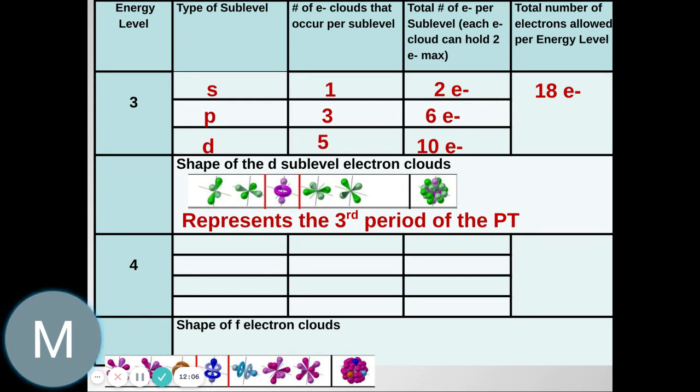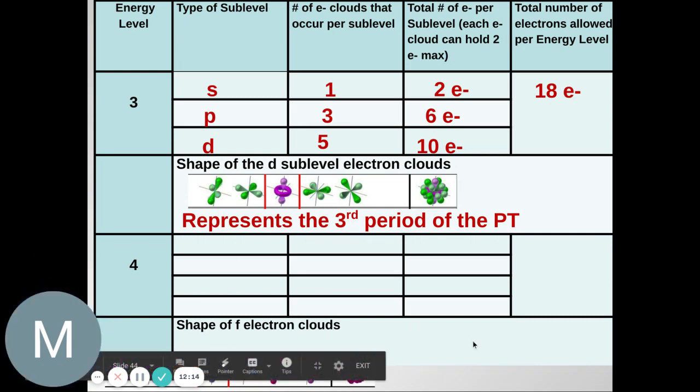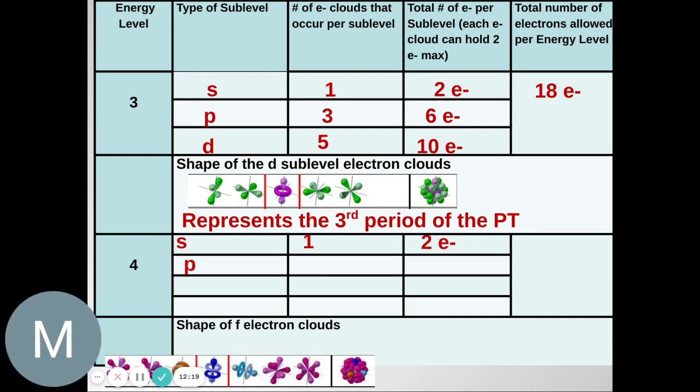4th energy level. Okay, we've increased energy levels. What are we seeing as a trend? We get to add one more letter here, one more sublevel. So we still see S's that hold 1, 2 electrons max, P's 3, 6 electrons max, D's 5, 10 electrons max. You guys are going to have to push pause to catch up. Sorry.